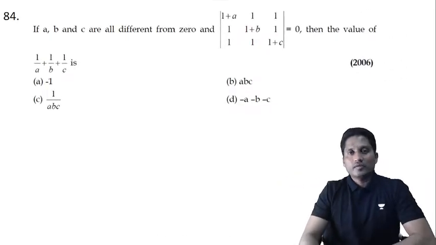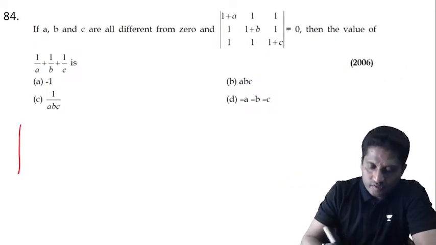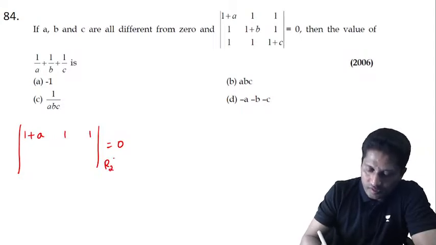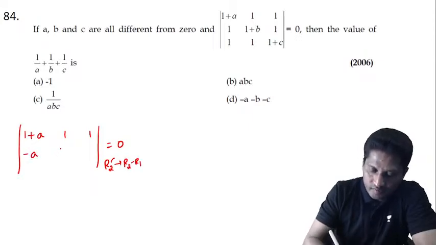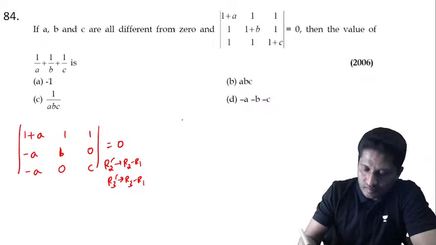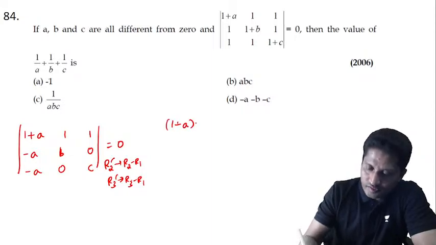Okay, question number 84. Determinant equal to 0. First row will be equal to 1 plus A, this is 1 and 1. Change R2 to R2 minus R1. So this is minus A. 1 plus B minus 1 will be equal to B. This is 0. Change R3 to R3 minus R1. This is minus A. This is 0 and C. 1 plus A into delete first row, first column, this is BC. Minus 1, delete first row, second column, this is minus AC. Delete first row, last column is 0 plus AB.